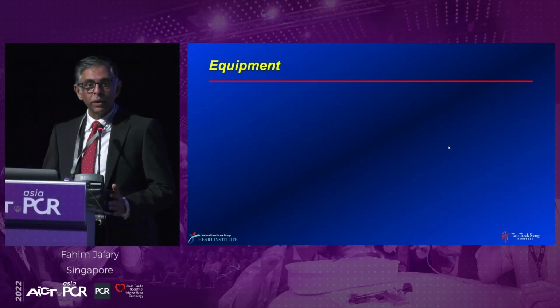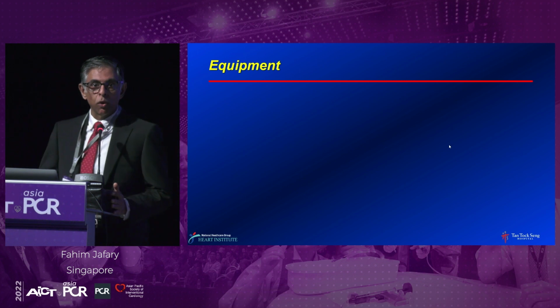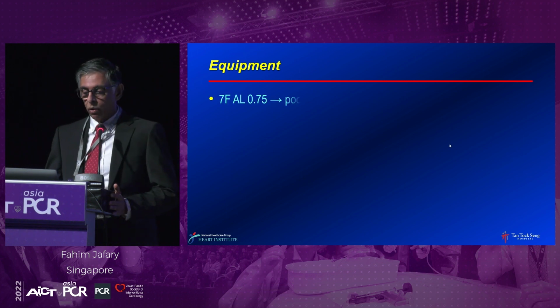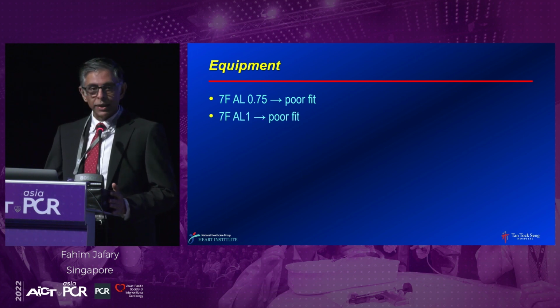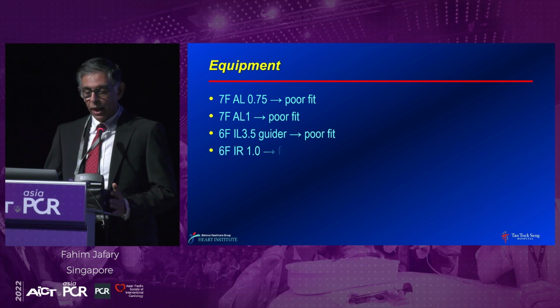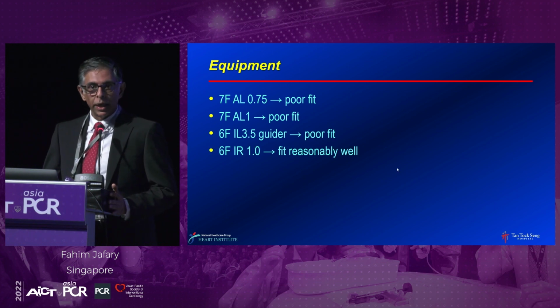So our equipment, going in, I thought we needed a lot of support, and we hit snags right from the get-go. So we tried a 7 French AL 0.75, didn't fit well. Tried everything, didn't fit. Tried a 7 French AL1, didn't fit. Went with an Ikari left, didn't fit. And finally, an AR1 gave us reasonably good fit, but we're going in with a bit of a disadvantage because you don't have that much support.